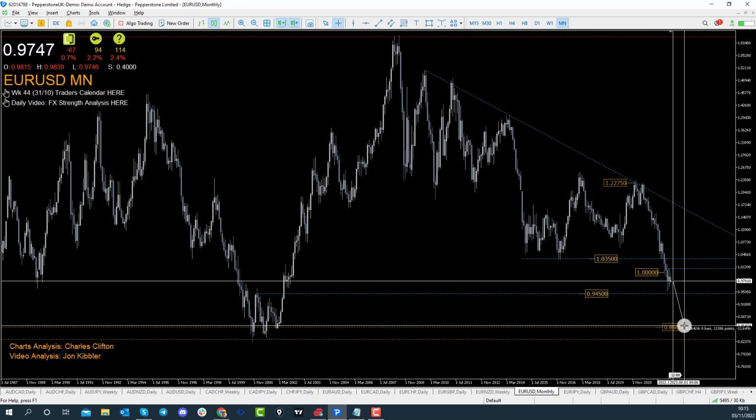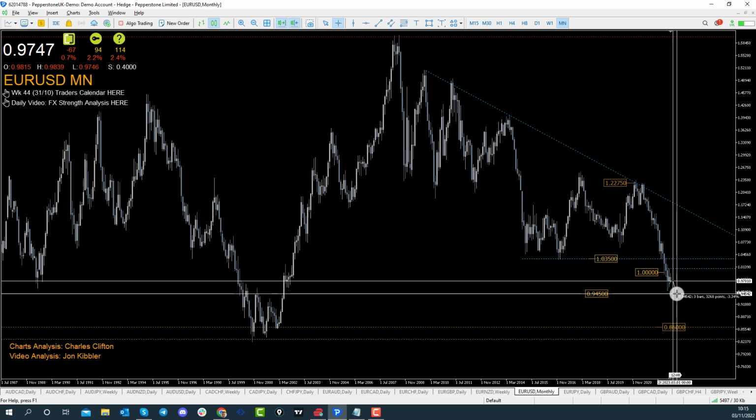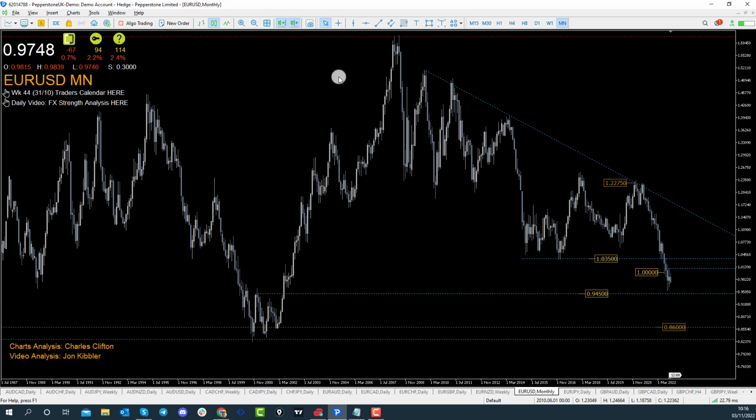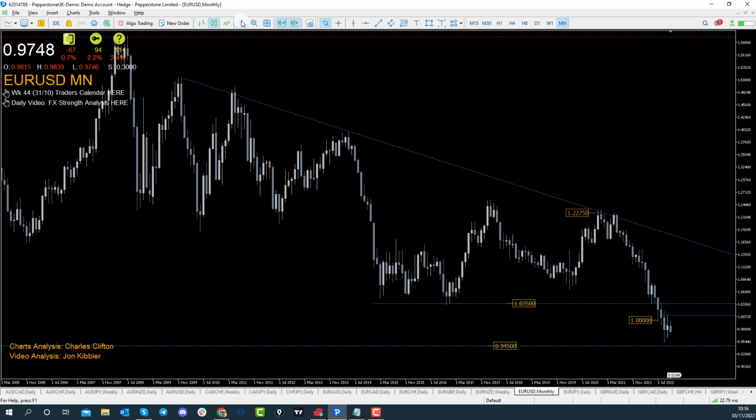Whether price breaks that is a different question. But if price is going to move down, it could move down to the 0.9450 handle, which is around about 326 pips away at current price levels.